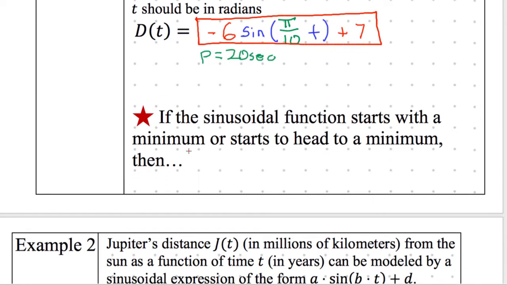All right, so I just want to add this note at the very bottom. If the sinusoidal function starts with a minimum or starts to head to a minimum, then what do we know about the amplitude? Then the amplitude is what? It's negative. So if I start at a minimum, that means I have a negative cosine. If it heads to a minimum, that means I have a negative sine.